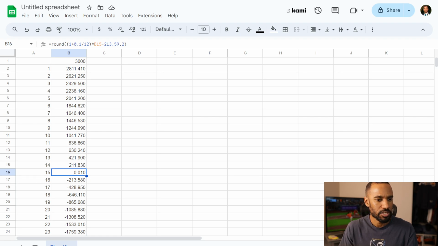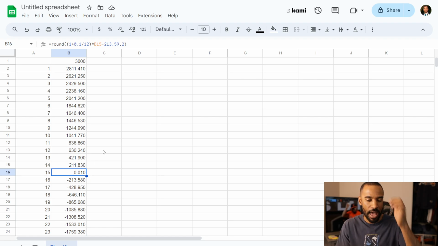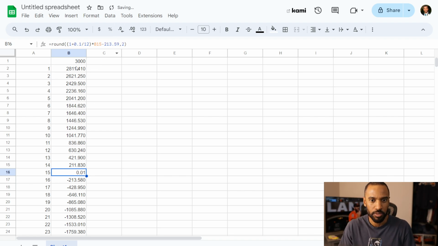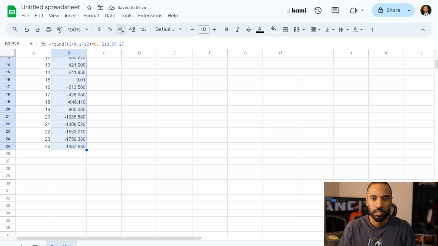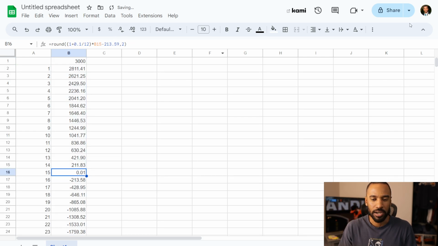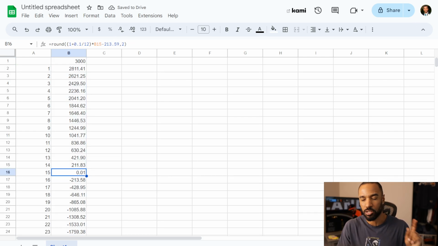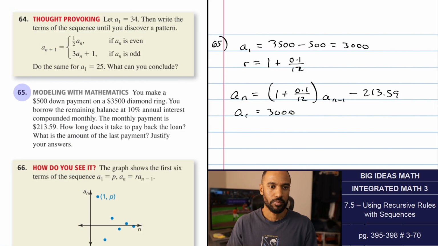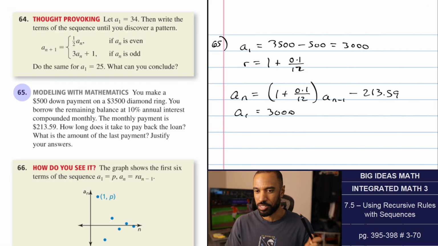Is that kind of how they ask it? It says the monthly payment. How long does it take to pay back the loan? I'm going to say 15 months. And then the amount of the last payment. Basically, on that last payment, I'm going to add an additional 1 cent to the value. Let's truncate this by a decimal. Give me a second. Truncate by decimal. So I'm going to add an additional 1 cent to that last payment to make it $213.60, I believe, on that one. So 15 months and $213.60 if I'm learning how this stuff works now, basically.